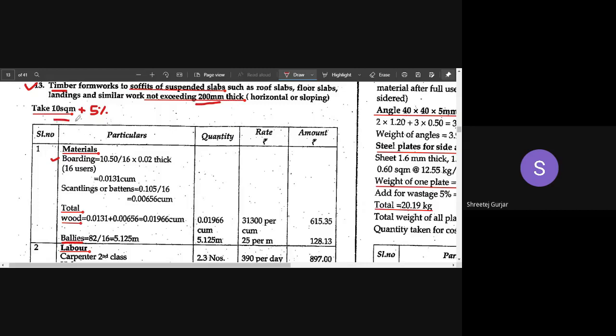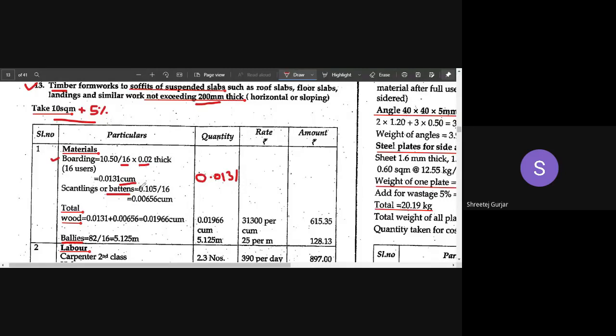10.5, add 5%, divide by 16, multiply by the thickness. You will get the quantity in cubic meters. As I've told you, timber calculation you have to do in meter cube. Quantity we have calculated in meter cube, that is 0.0131.